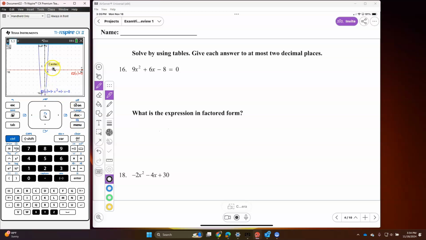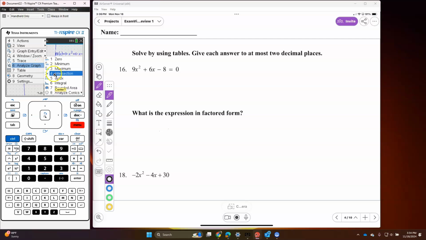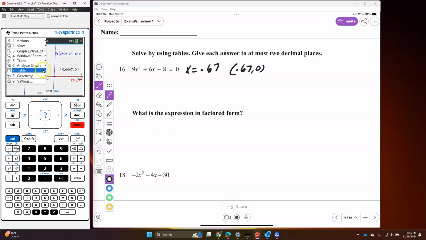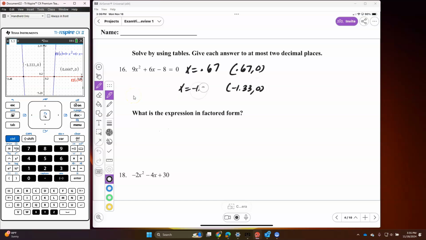So I'm going to menu. I'm going to zoom in. And you notice that they're not quite at an integer. So I'm going to go to menu, analyze graph, intersection. So our first answer is 0.67. X equals 0.67, or the ordered pair is 0.67 comma 0. And then to find the other intersection, negative 1.33 comma 0. So x equals negative 1.33. So what I did is I didn't look at the table. I went ahead and just found the intersection.